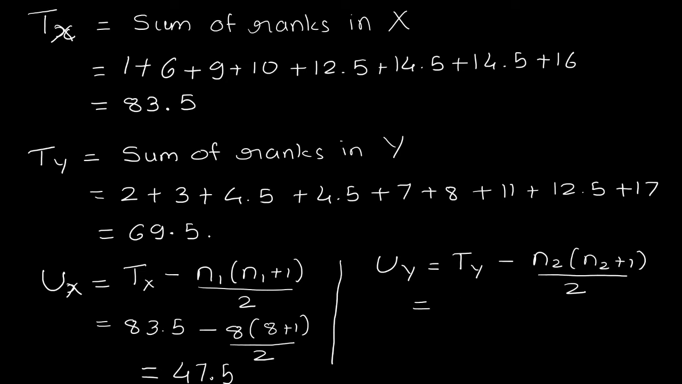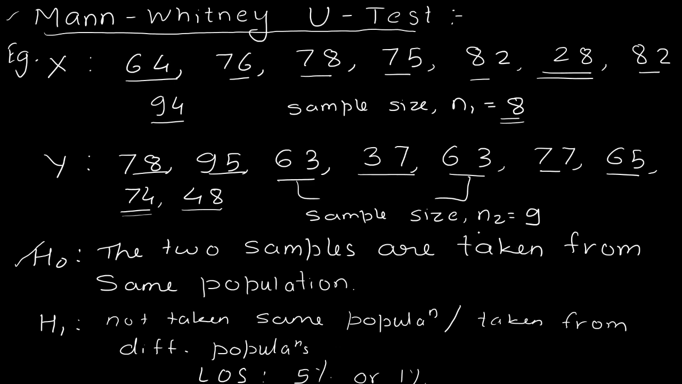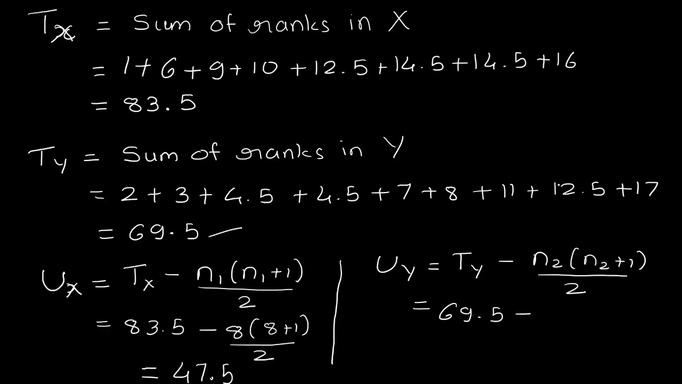Now the Ty value we have calculated here is 69.5 minus n2. N2 is the sample size of y, that is 9. So this comes out to be, n2 is my 9, then 9 plus 1 by 2. 9 plus 1 will be 10, 10 divided by 2 is 5. 9 5s are 45, so 69.5 minus 45, and this value comes out to be 24.5.